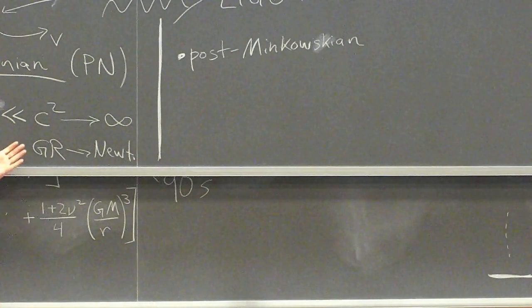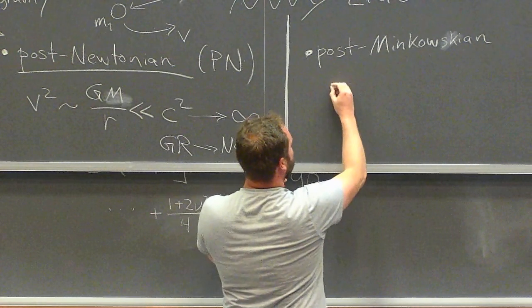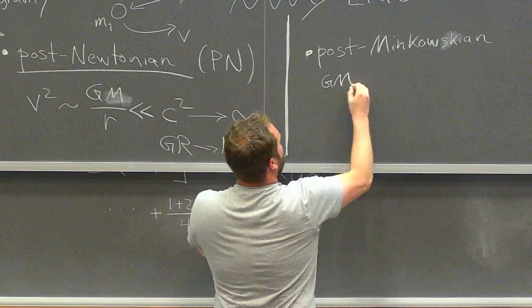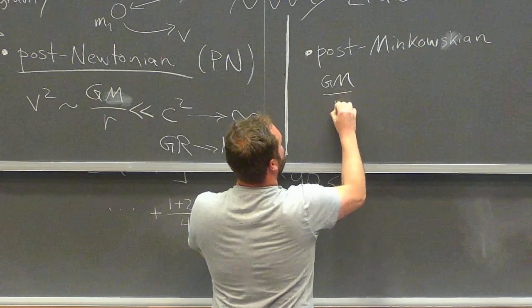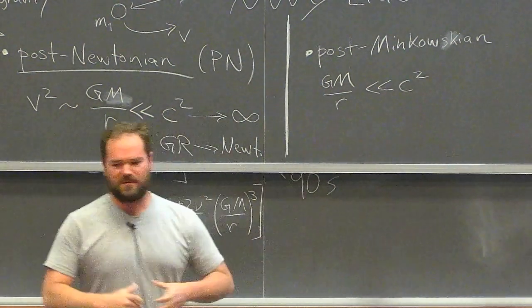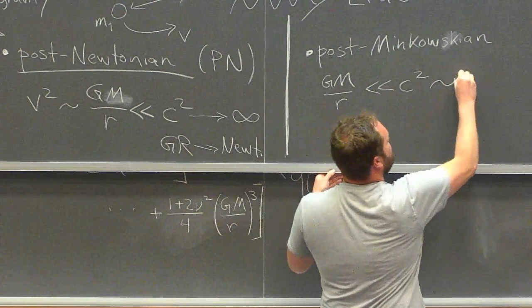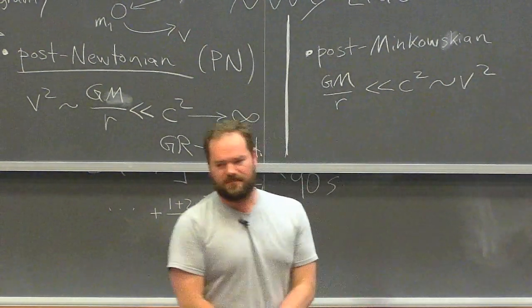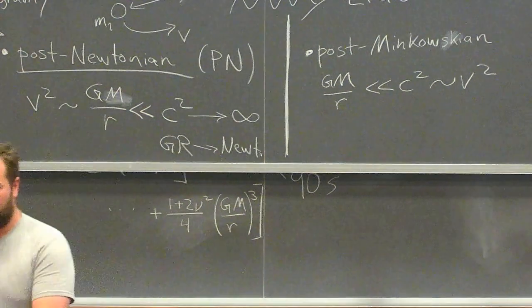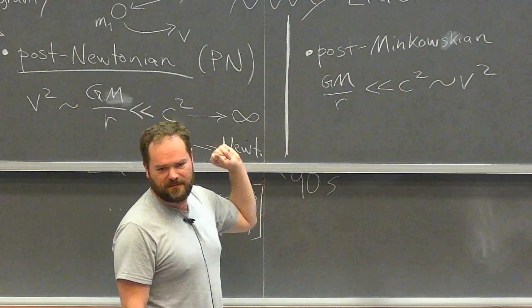What if, so here we're assuming that the gravitational field is weak. And this one, we're still going to assume that. We're going to assume that Gm over r is much less than c squared. Gravitational potentials are weak. But what if the speeds were relativistic? So in a nutshell, that's the alternative post-Minkowskian approximation.